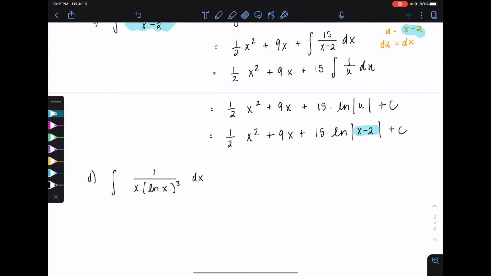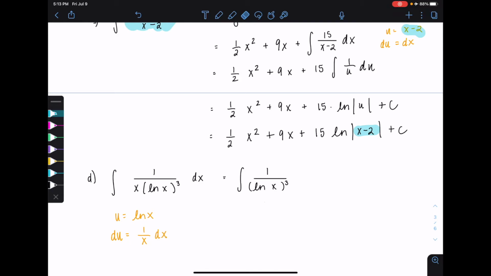Let's try some more. Let's integrate 1 over x, natural log of x cubed. So again, I've got a couple pieces going on. One thing that's easiest to see, to try to make a substitution, is I've got natural log of x inside this third power. So I think probably our best substitution is going to be to let u equal the natural log of x. So then du is 1 over x dx.